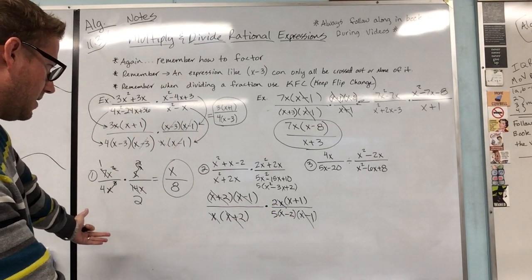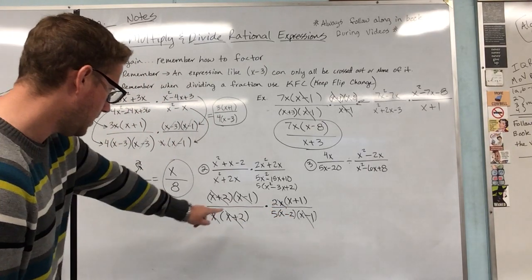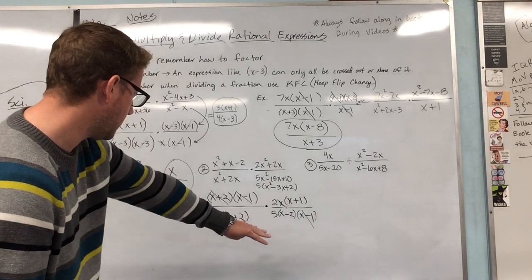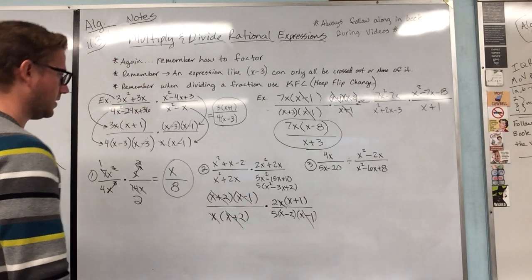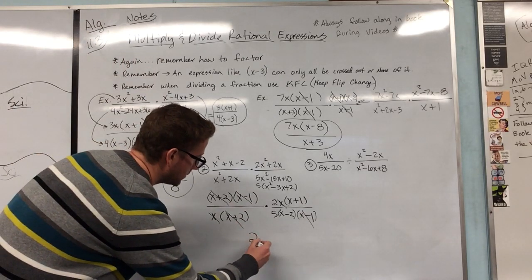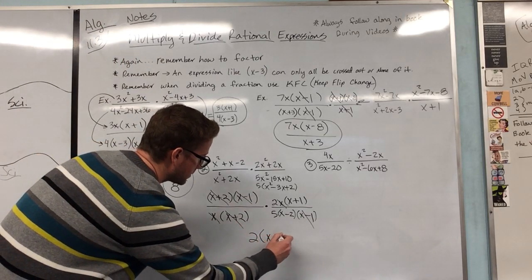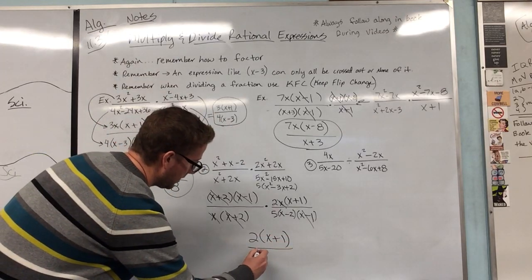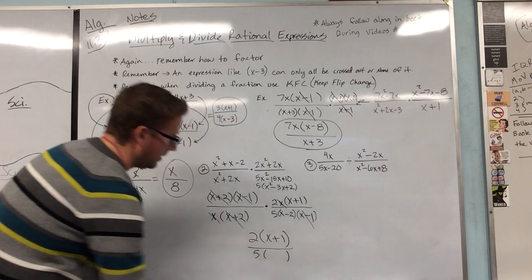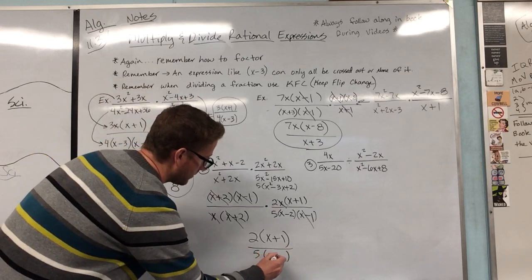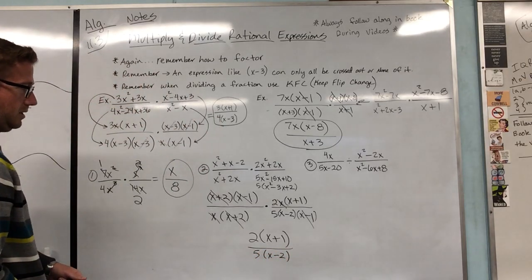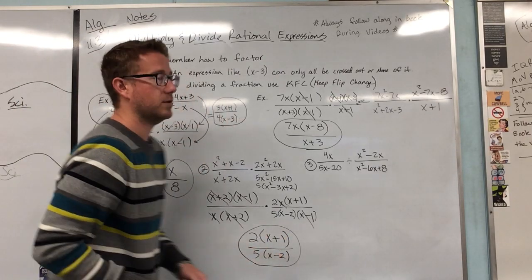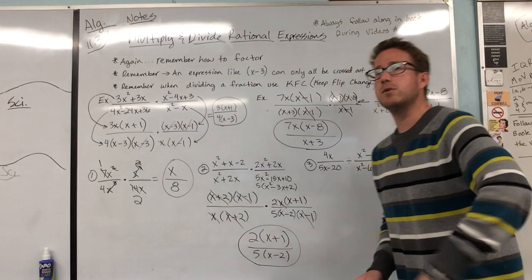Now, is there anything else that I can cross out? I don't think so. X plus 1, x minus 2. Good there. 2 over 5. All right, what do I have left? I have a 2, x plus 1, all over a 5, and then an x minus 2. All right, that is what you have left over.